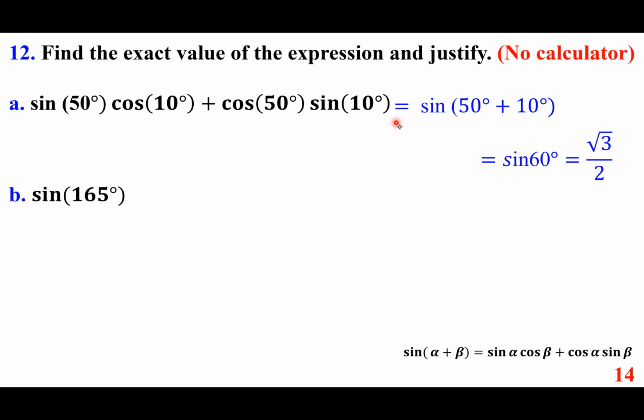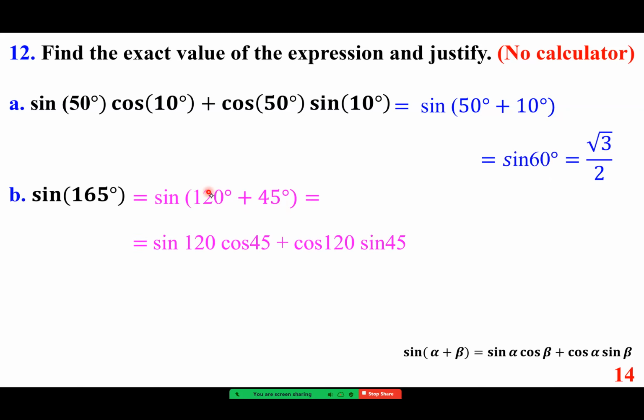What about sine of 165? We can write it as 120 plus 45. By the way, you can write it as 330 divided by 2 and work on it that way. And we use sine of alpha plus beta. So sine of 120 cosine of 45 plus cosine of 120 sine of 45. Now, of course, this is square root of 2 over 2, this is square root of 2 over 2.